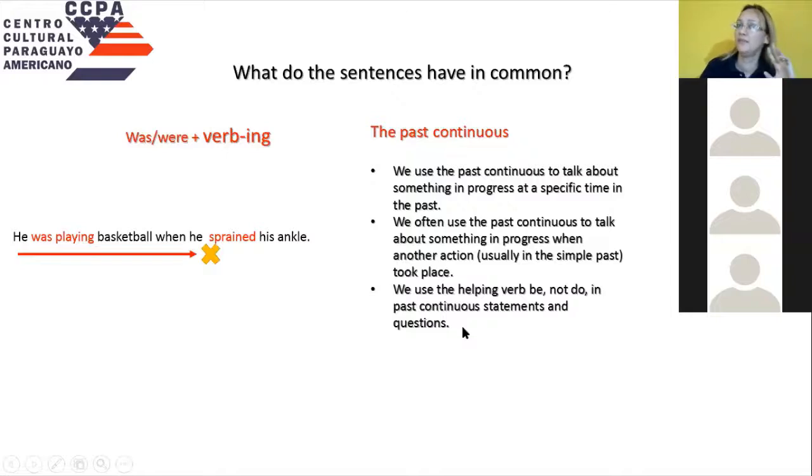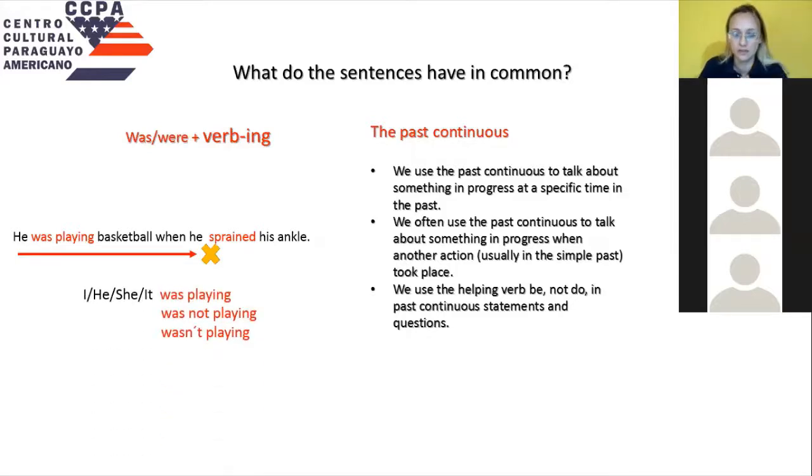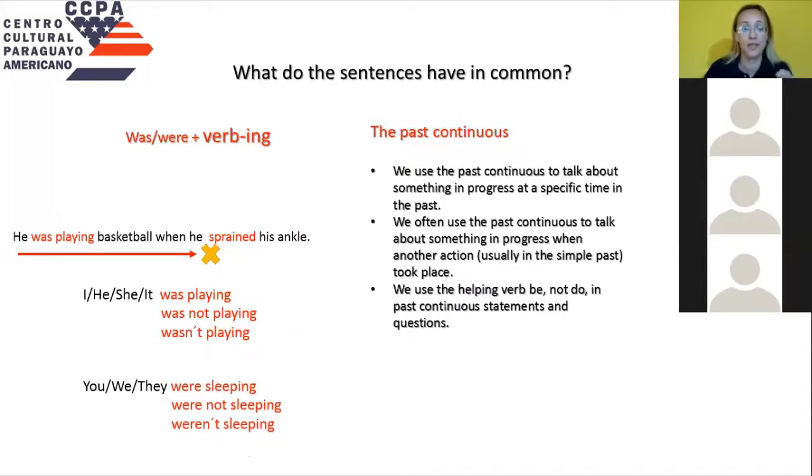We use the helping verb be, not do, in past continuous statements and questions. So for I, he, she, it, we use was and the verb in ing form. In this case, we have the example was playing. If you want to make a negative sentence, you go was not playing, or wasn't playing in the shortened version. And when we use you, we, and they, we use were, the helping verb, were sleeping, verb in ing form, or were not sleeping, or weren't sleeping.